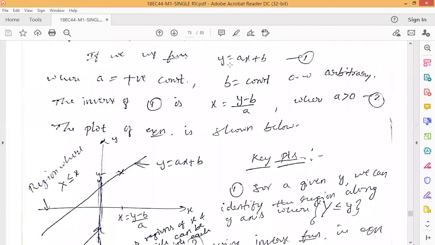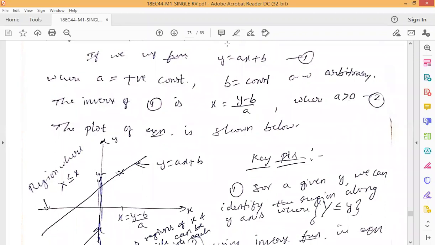As we are seeing here, y is equal to ax plus b. From this, we will be able to write the equation for x. So x becomes what from this equation? x is equal to (y minus b) divided by a, where a is assumed to be a positive constant, so here we'll be writing a is greater than 0.